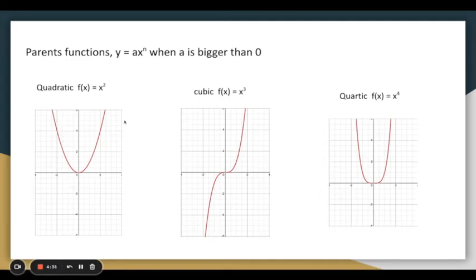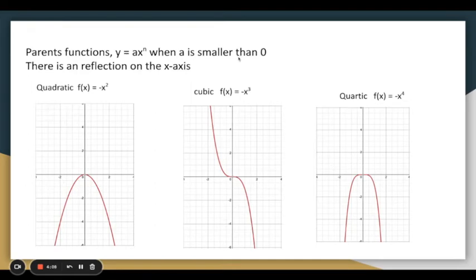As you can see, it's upwards. And for cubic, it is f of x equals x power of 3. So it'll look like an S shape. And for quartic, it is f of x equals x power of 4. It is similar to quadratic, but as you can see, it's a bit different by comparing two different pictures.